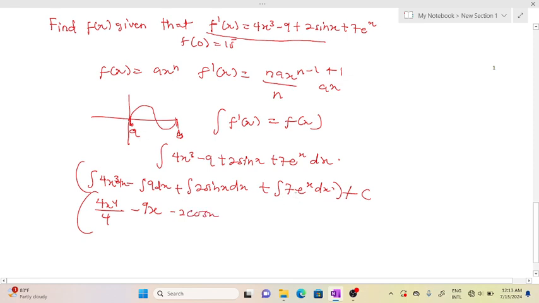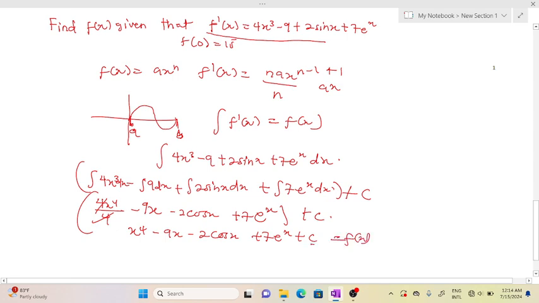Then finally here. So here too, your 7 will come out. So I'll have plus 7. And take note, the integral or derivative of e to the power x is always the same as e to the power x. Then you add your plus c to it. Okay. So now let's simplify. This will cancel. So I'll have x to the power 4 minus 9x minus 2 cos x, right? Plus 7e to the power x plus c. This is equal to f of x.